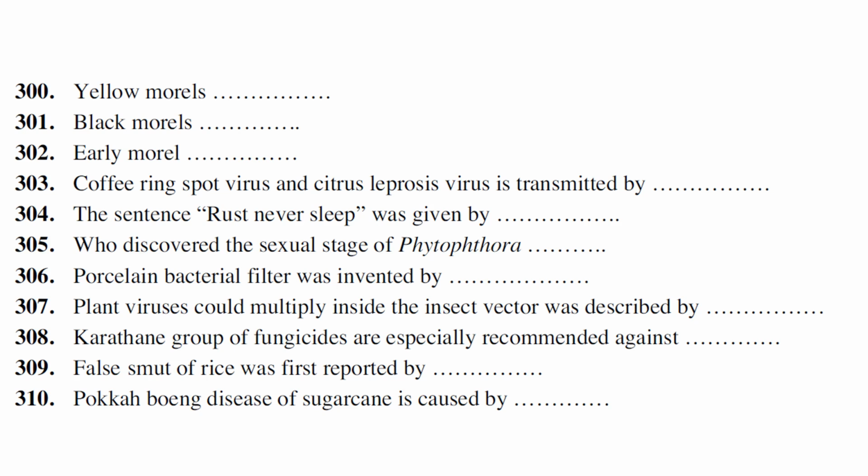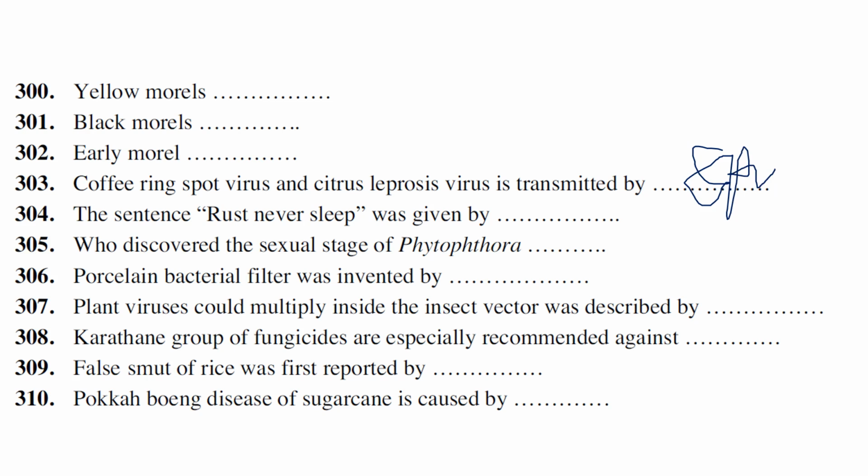Generally this early morel is Verpa bohemica. Coffee ring spot virus and citrus leprosis virus are transmitted by spider mites. This is a very important one. Coffee ring spot and citrus leprosis are transmitted by spider mites.